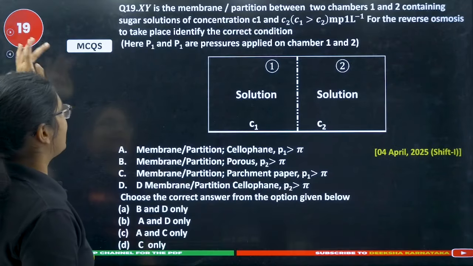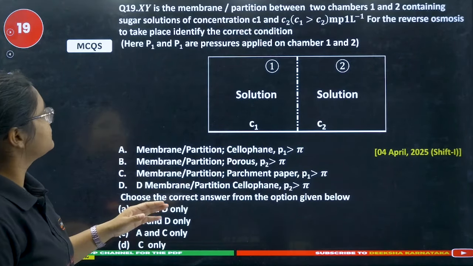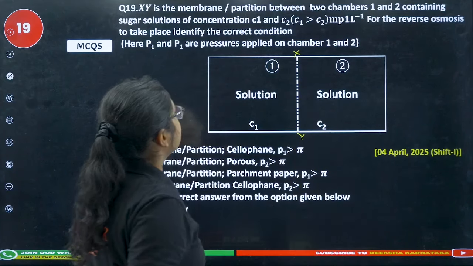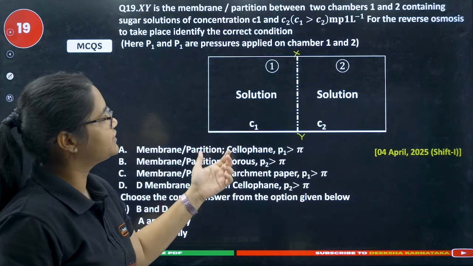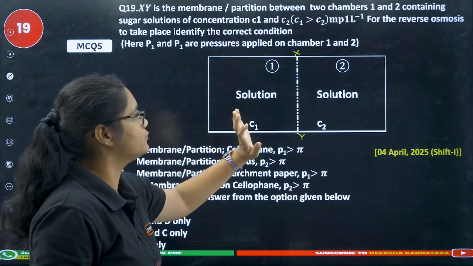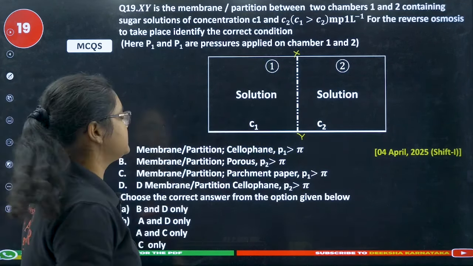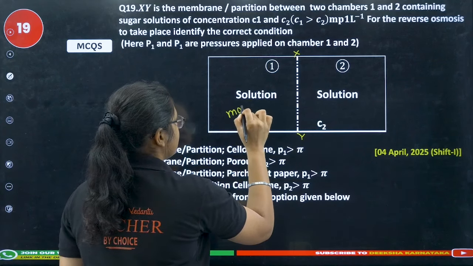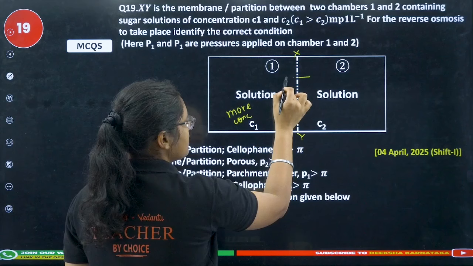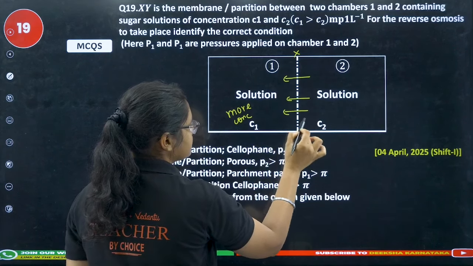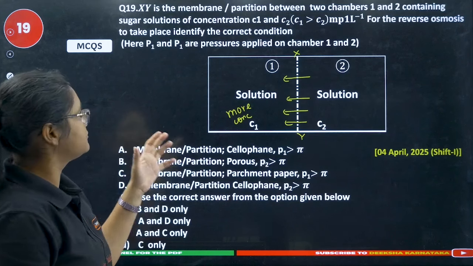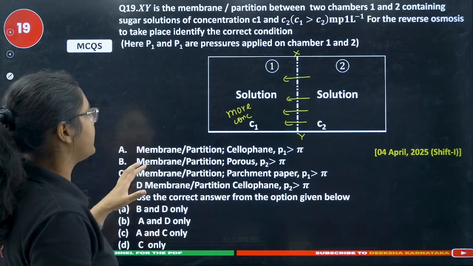Next, we'll move to the 19th question here. XY is a membrane. Okay, so this is X and Y. It is a membrane or partition between the two chambers 1 and 2 containing sugar solutions of concentration C1 and C2. And C1 is greater than C2, which means this is more concentrated. Then osmosis will happen in which direction? Osmosis has to happen in this direction. For reverse osmosis to take place, identify the correct option.